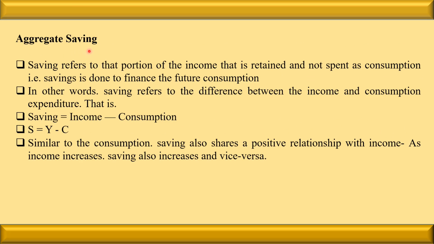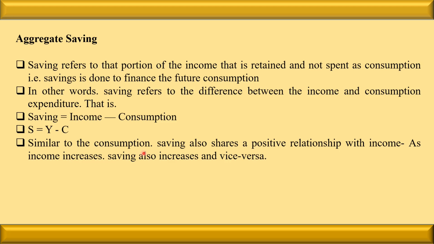Let us see what is aggregate saving. Saving refers to that portion of the income that is retained and not spent as consumption. That is, saving is done to finance the future consumption. In other words, saving refers to the difference between income and consumption expenditure. That is, saving is equal to income minus consumption, or S is equal to Y minus C.